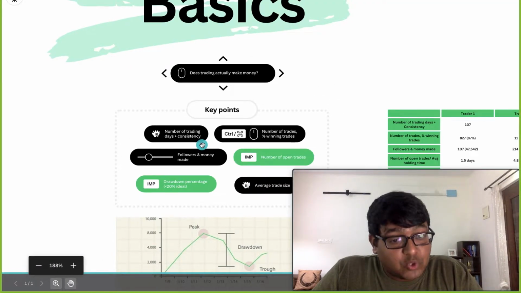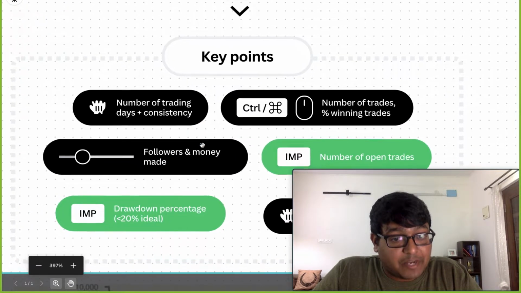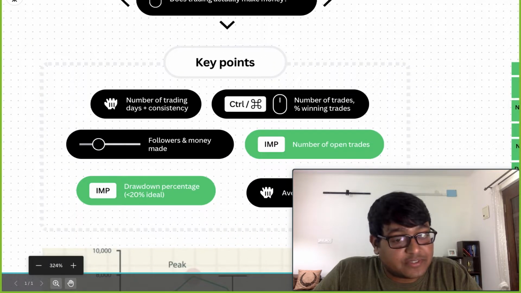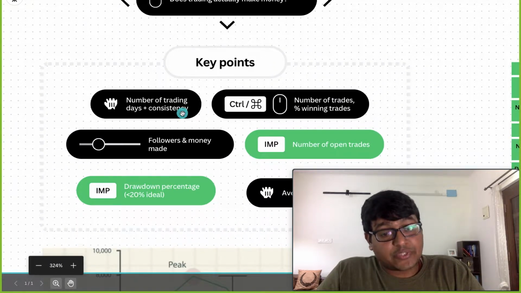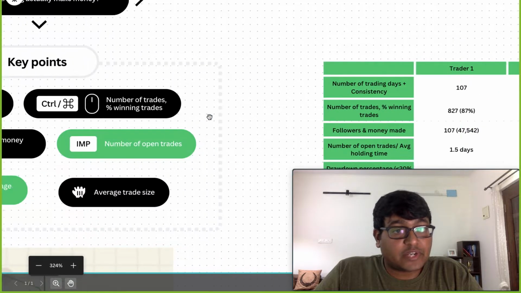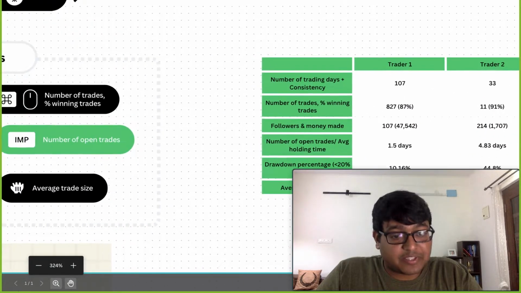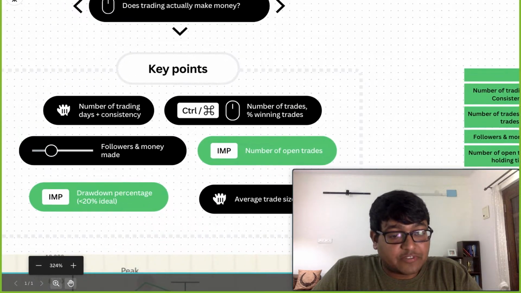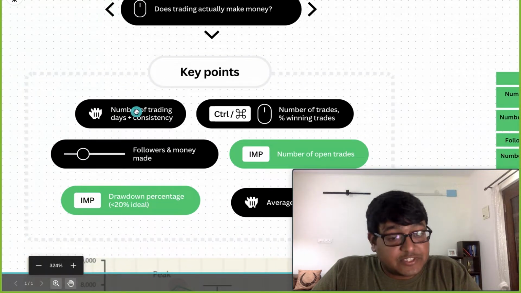Well, I've put together a few points that you must keep in mind while doing something like this. And I'll walk you through each of them. And in this whole thing, I will compare two traders and I'll tell you how you can choose the better among them. So what's in it for you? Let's start with this, right?